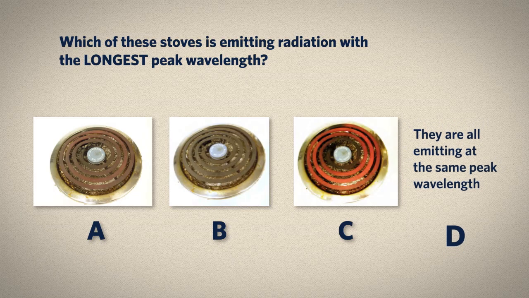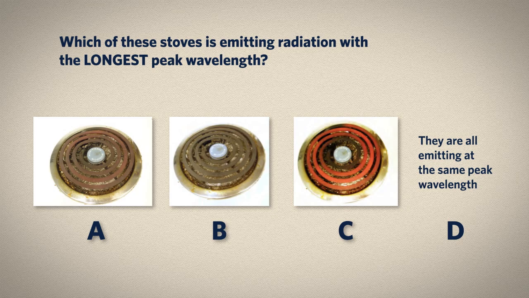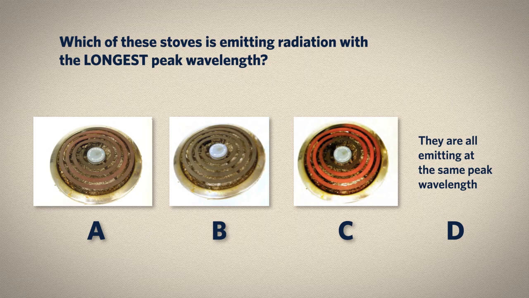This one's a little harder. Which of these stoves do you think is emitting radiation with the longest peak wavelength? Think about what part of the electromagnetic spectrum would correspond to the emissions of these three stoves. Stove C, we can tell, is red. It's emitting some radiation in the visible range, which human eyes can see.